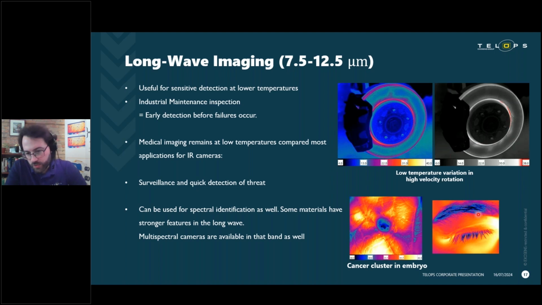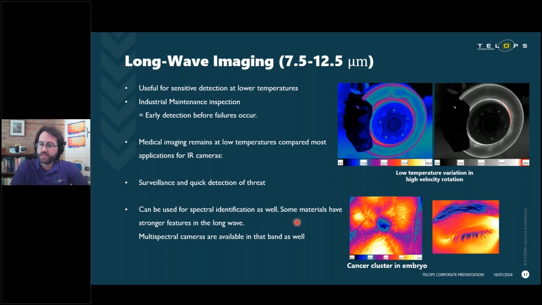And then we have a good resolution image here with an eye, the eye being closed, where you can actually see the small difference of temperatures around the eye being closed. Very useful for different kinds of measurements in medicine that do require that sensitivity. Of course, for surveillance and quick detection of threats in military or defense applications, those are the ones that are the most sensitive to body heat as well. So very interesting to have those long wave cameras offering that higher sensitivity.